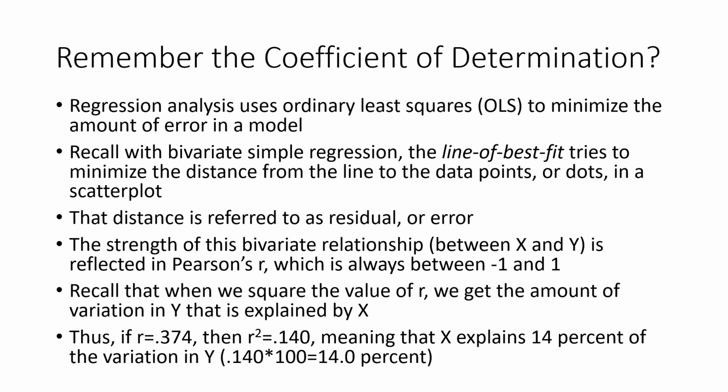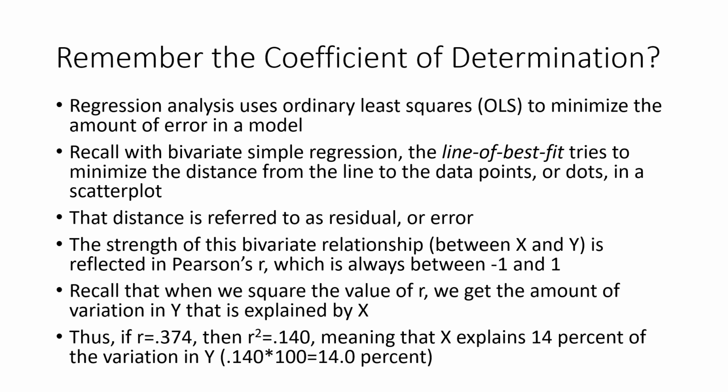Now, the strength of the relationship between x and y, as we talked about in the last chapter, is reflected in a coefficient called Pearson's R. This coefficient is always between -1 and 1, where -1 indicates a perfect negative relationship and 1 indicates a perfect positive relationship. But you'll recall when we talked about the coefficient of determination that if we square the value of R, we end up with the amount of variation in y, our dependent variable, that is explained by x, our independent variable.